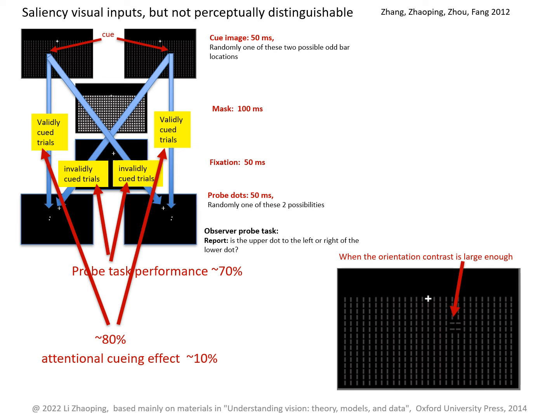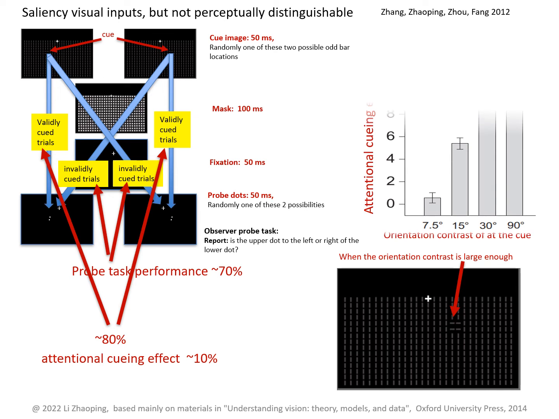This cueing effect, reflecting the saliency of the cue, is expected to be smaller when the orientation contrast is smaller, and this was indeed the case in this experiment. The cueing effect was still significant when the contrast was 15 degrees, increasing the probe task performance by about 5%. But there was no cueing effect when the contrast was only 7.5 degrees in orientation.